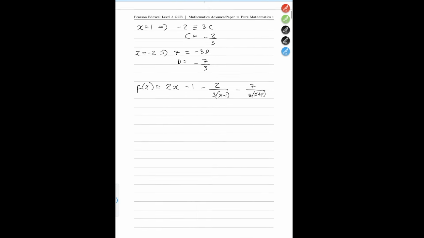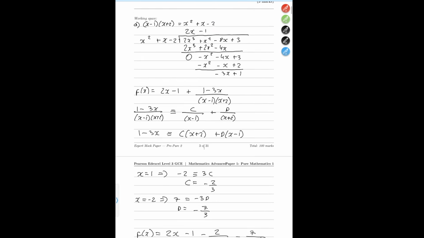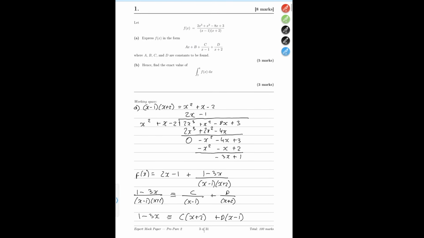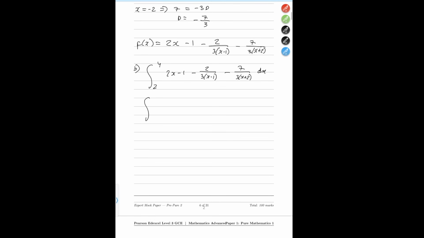So let's move on to part B now. So it's asking us to find the integral between 2 and 4 of this function in exact form. It's exact value. So 2 to 4, 2 over x minus 1 minus 2 over 3, x minus 1 minus 7 over 3, x plus 2 with respect to x. That becomes 2 to 4, that becomes x squared minus x minus 2 over 3 ln x minus 1 minus 7 over 3 ln x plus 2. Okay?